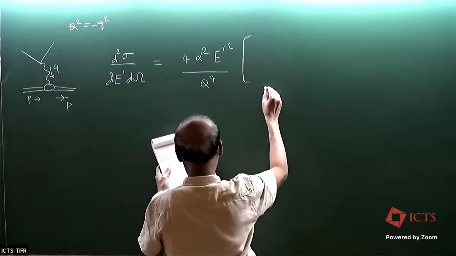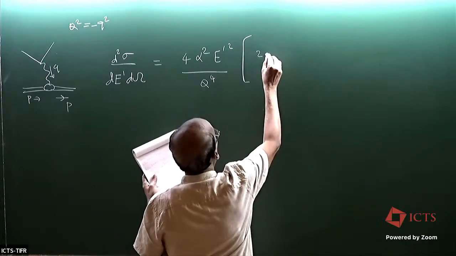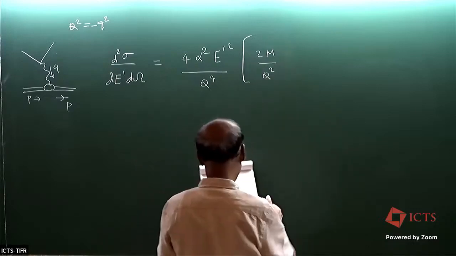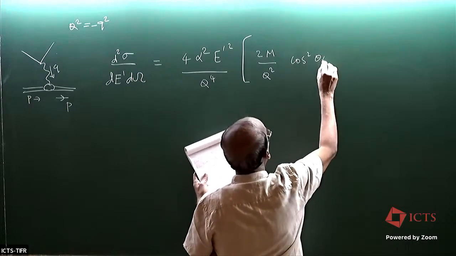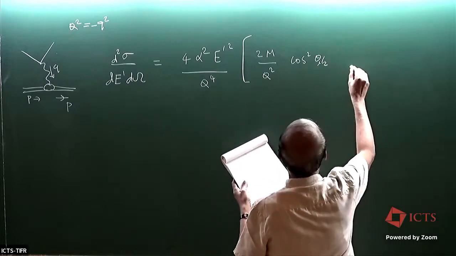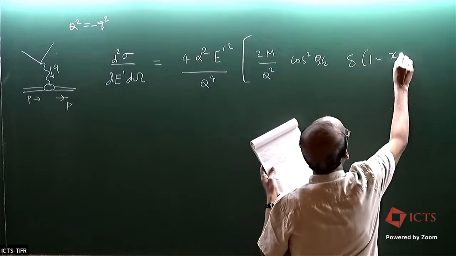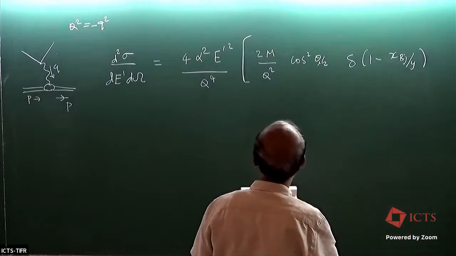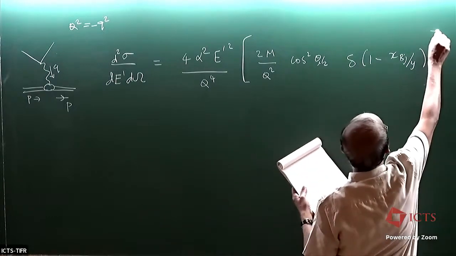So this is 2m by q square, cos square theta by 2, delta of 1 minus x_Bj. Okay, this is one part of the cross section.